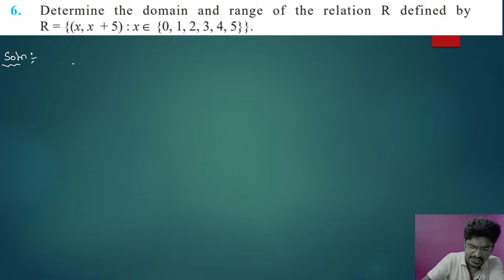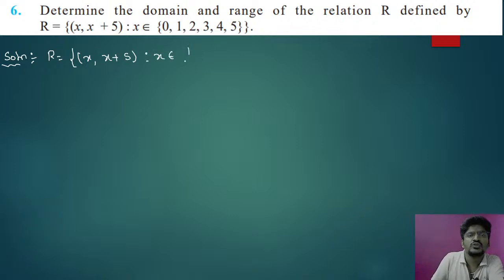Okay, now let us go for the 6th problem. You just see what the 6th problem is. Determine the domain and range of the relation R defined by R = {(x, x + 5) such that x belongs to the set {0, 1, 2, 3, 4, 5}}. They have given everything in R, no problem. Now R is equal to, I have to take x from this.